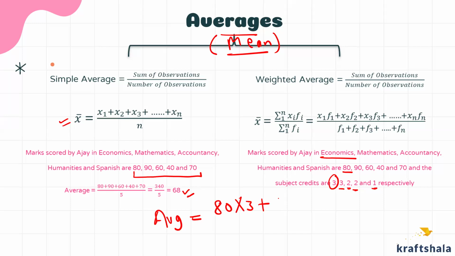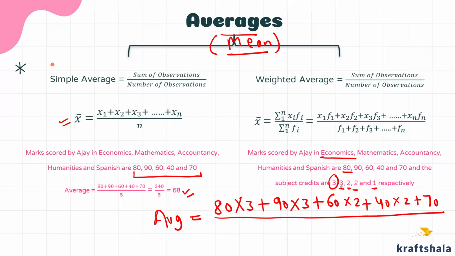Similarly, maths 90. Again, subject credits are 3. So 90 into 3. Then accounts 60 into 2. Then humanities 40 into 2. Then Spanish is 70 into 1. So let's write 70 only. Total number of observations, as you can see, credits are 3 plus 3. You can write it down as well. So 3 plus 3 plus 2 plus 2 plus 1. You solve it, you'll get the average. So average, the formula is simply sum of observations upon number of observations.